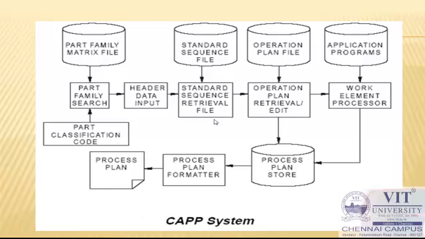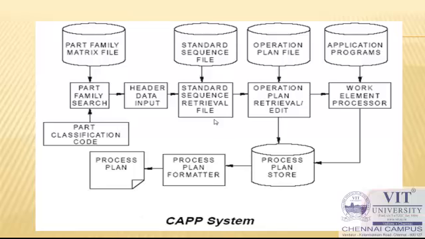So there are two approaches. One is generative and another one is variant process planning. By using any one, we can generate the plan. Nowadays the hybrid method, the combination, is used in all types of process planning software. If it is not there, the new file will be generated. That file will be stored in the database, and it will be retrieved in future for editing.